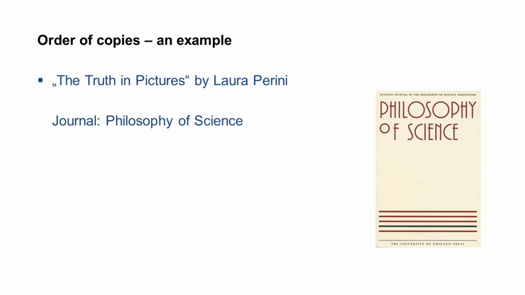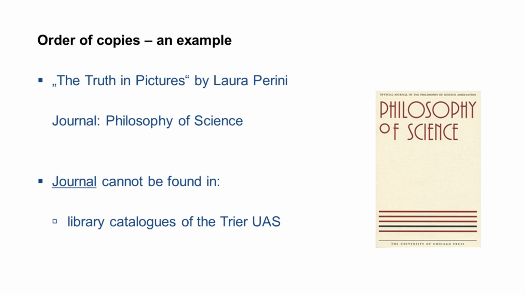Assume you want to read the article "The Truth in Pictures" by Laura Perini, published in the journal Philosophy of Science. Your research has yielded that the journal does not belong to the library stocks of the Trier University of Applied Sciences. A research in the databases licensed by the Trier University of Applied Sciences was without success as well. There seems to be no open access version of the article. What can you do in such a case?